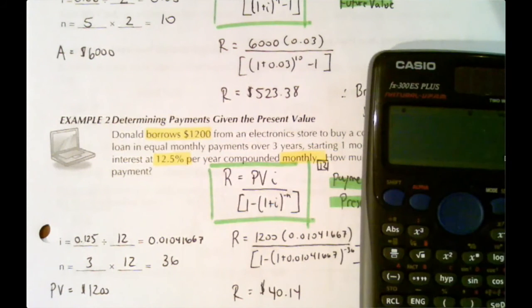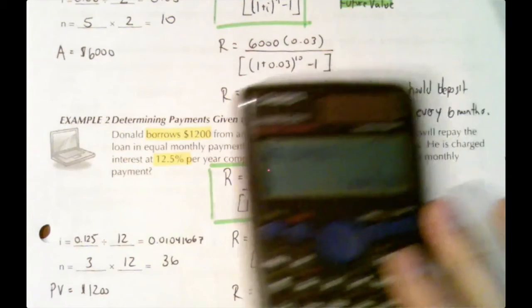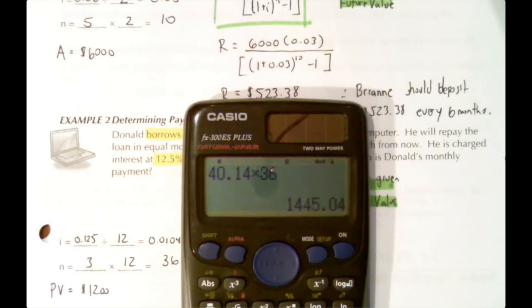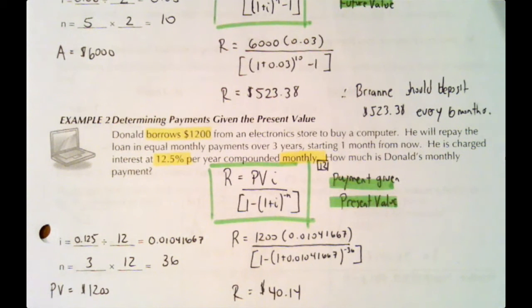In fact, if you want to figure out how much more, you could say 40.14, and he's doing 36 of those. So Donald is paying $1,445.04, which is an extra $245 for that computer.